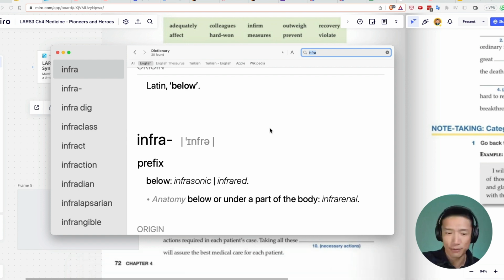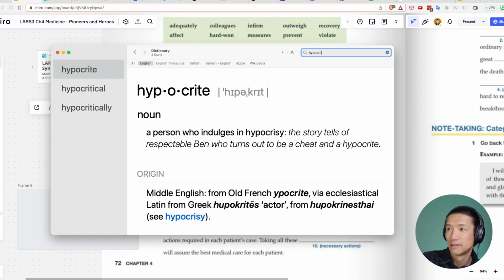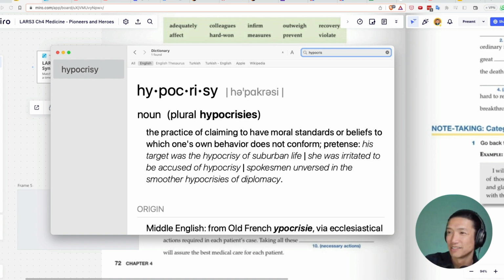Do you guys know the word hypocrite? Hypocrite. Hypocrisy. A hypocrite is a person who indulges in hypocrisy. What is hypocrisy? The practice of claiming to have moral standards or beliefs to which one's own behavior does not conform. That's difficult. His target was the hypocrisy of urban life.